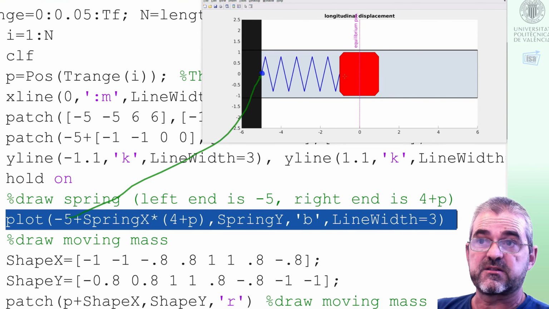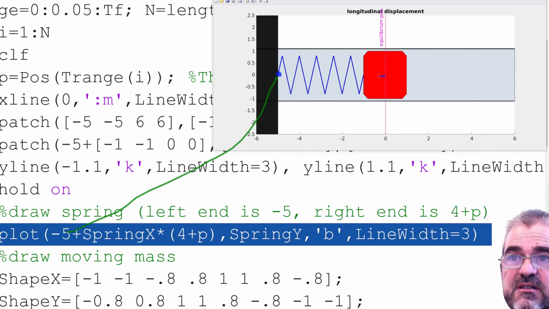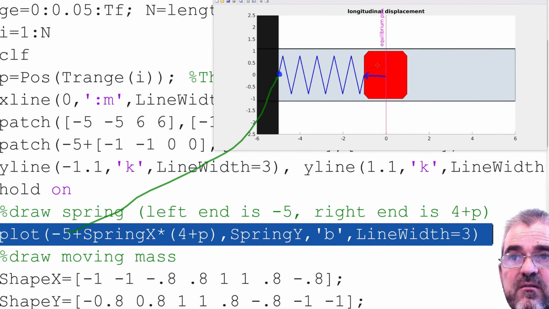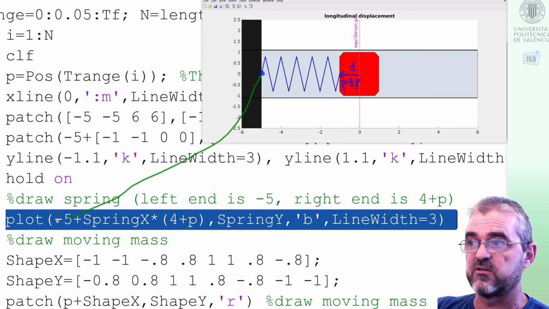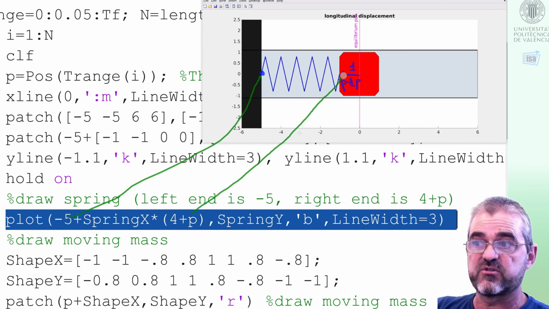And as this mass has a width of 2 units, then this is half the width, 1 unit. So the position of the spring will be P, and this will be P minus 1, and P minus 1 is P plus 4 minus 5. So this thing here ends up computing the position of the right end of the spring at the correct value. So this is the way to draw the spring in blue color.